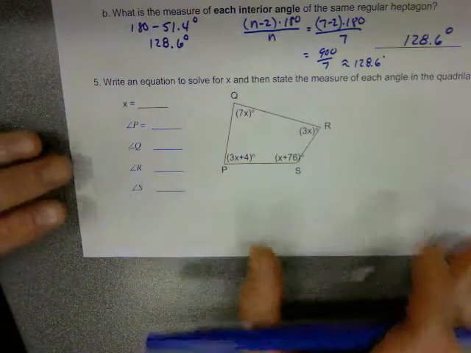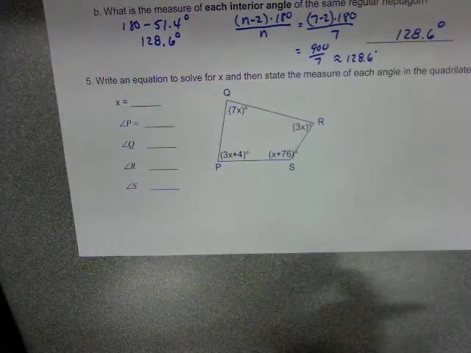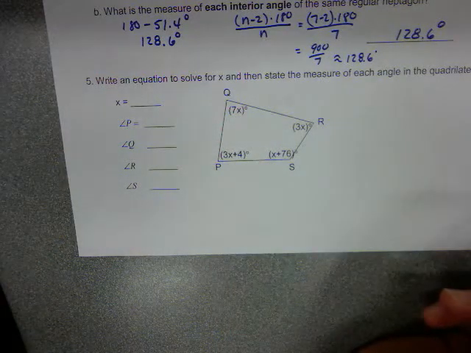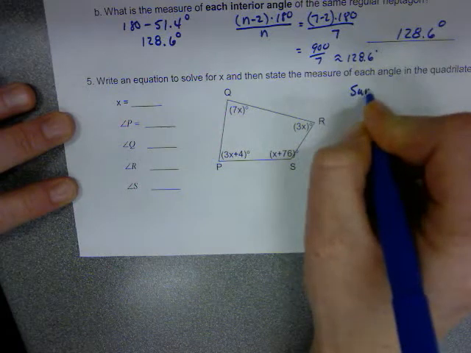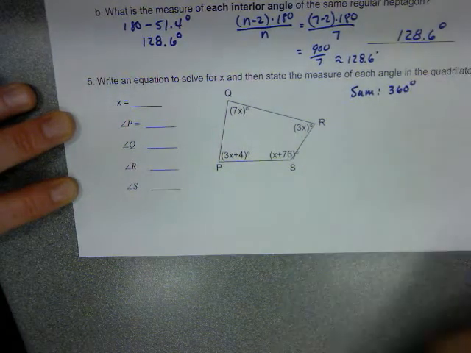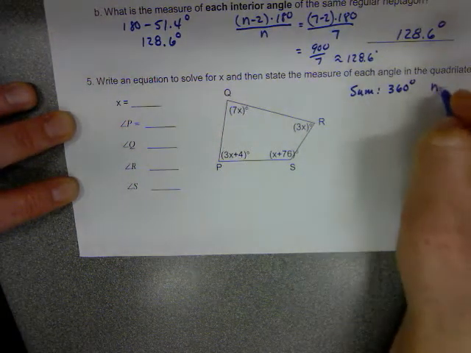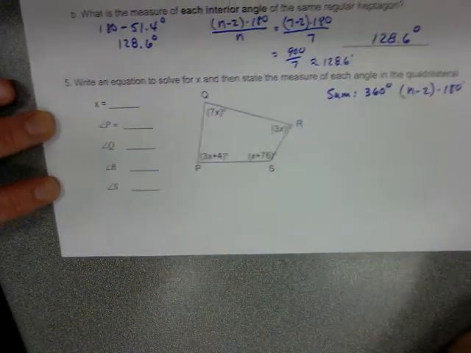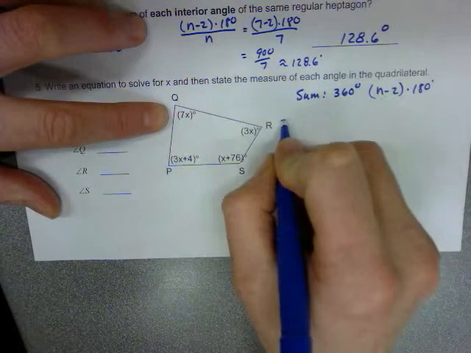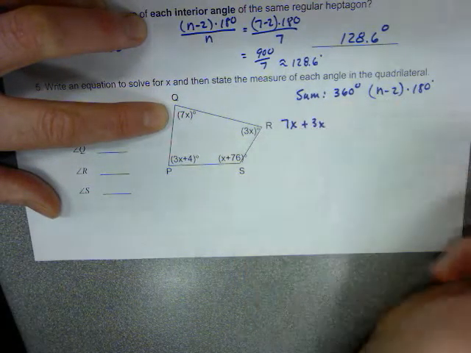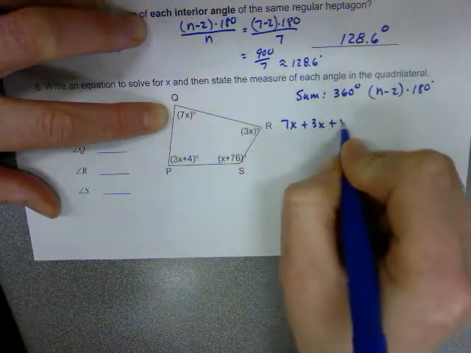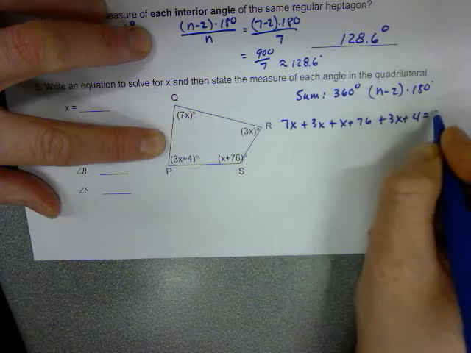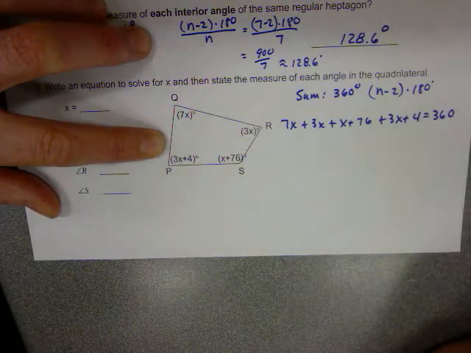Okay, and number 5, we need to write an equation and solve for the variables. So we know that this is a quadrilateral because there's 4 sides. So the sum of all those angles is going to be 360 degrees. Again, if you didn't know that, use your theorem, (n minus 2) times 180 degrees. So we'll set up the equation 7x plus 3x plus x plus 76 plus 3x plus 4 is equal to 360 degrees.